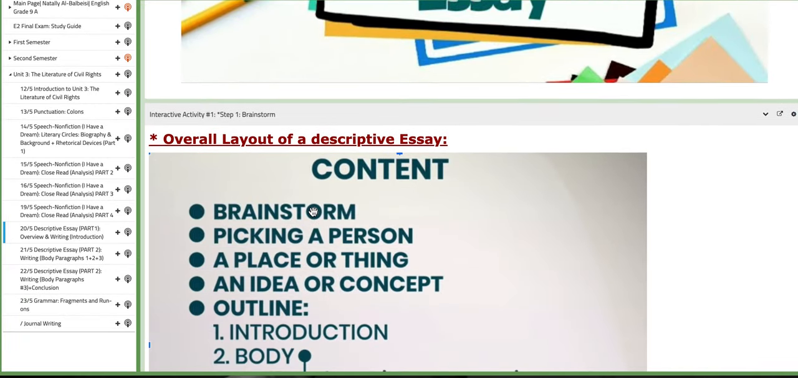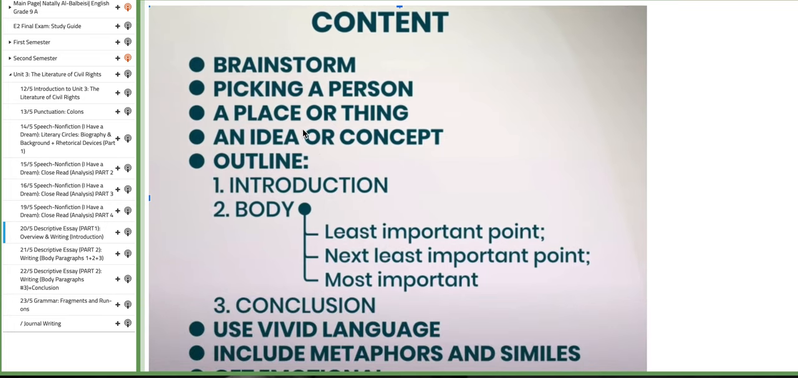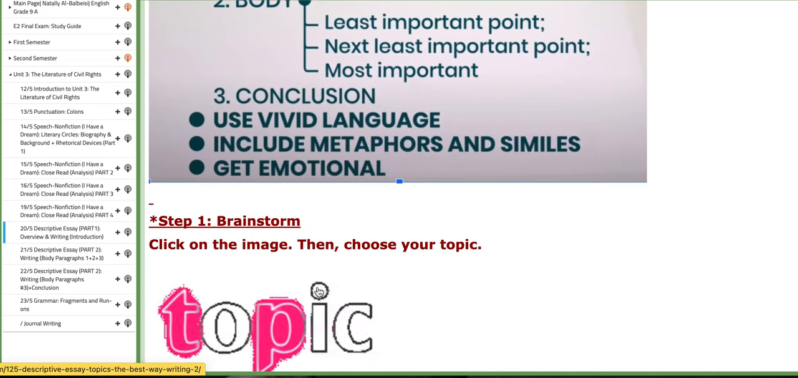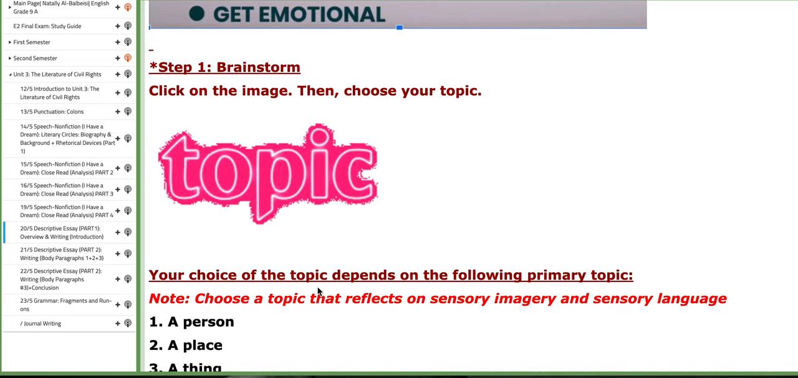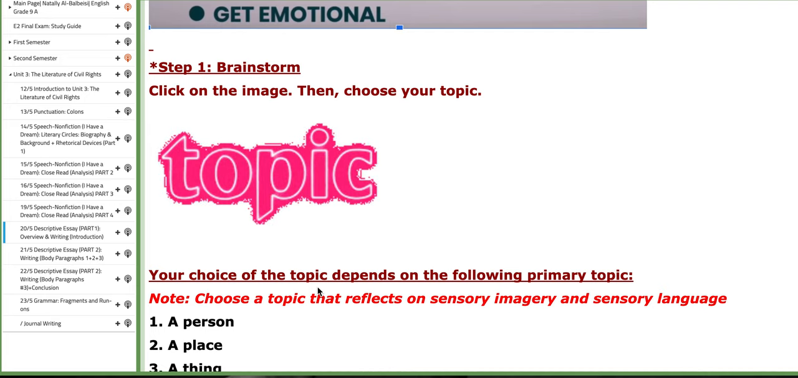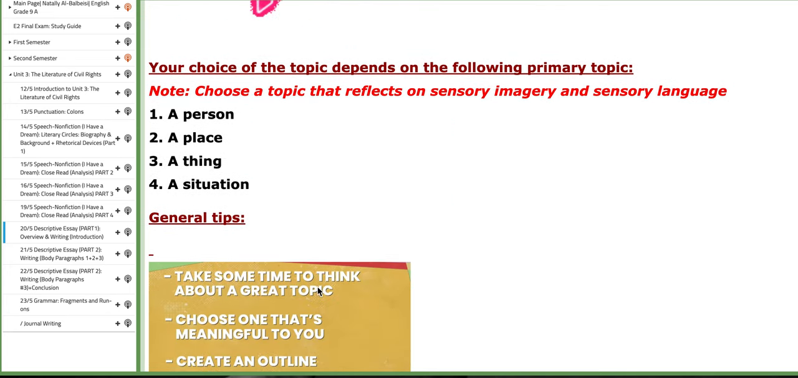Of course, in interactive activity number 1 block, you will have the overall layout of a descriptive essay. Exactly. You need to go through them in steps in a chronological order. Now, of course, the first thing that you need to do is to brainstorm the topic that you choose for your essay writing. You can choose either a person, a place, a thing, or a situation you want to write about.